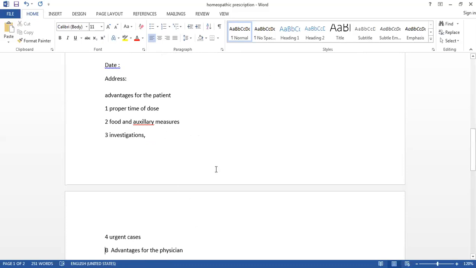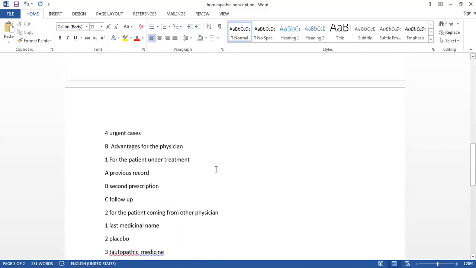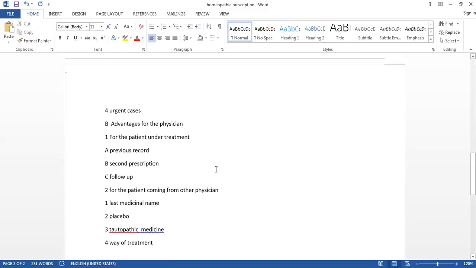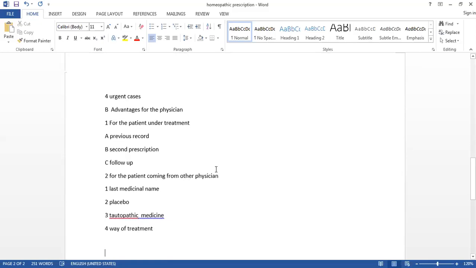Advantages for the patient, advantages for the physician. So we have to write down the prescription. So this is about the prescription. I have already told you that a prescription comes for 10 marks and it may come for 20 marks. If it comes for 20 marks, then you must write the advantages to the physician and advantages to the patient.